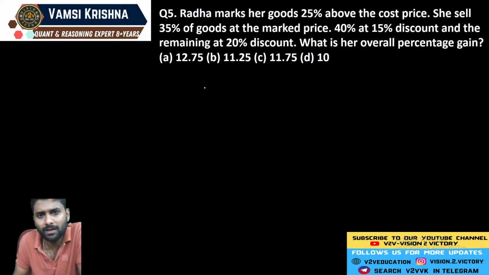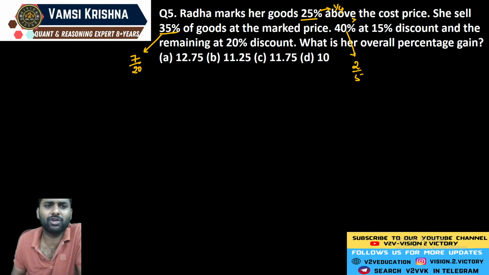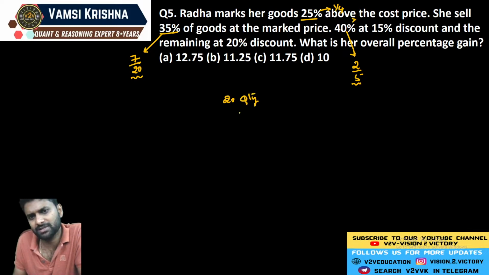We don't know how many quantities there are, but the cost price of that article, just assume 100. Let me tell you, don't just consider 100, see all the information. 25% means 1/4 of the value. She sells 35%. 35% becomes 7 by 20 of the articles. And 40% becomes 2 by 5. 20% is 1 by 5, 40% is 2 by 5. Here the quantity should be a common multiple of these denominators. Just assume the total number of quantities is 20.